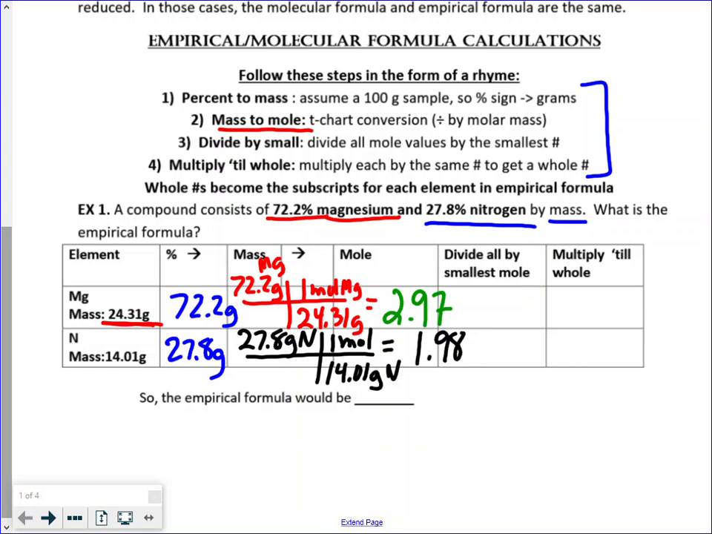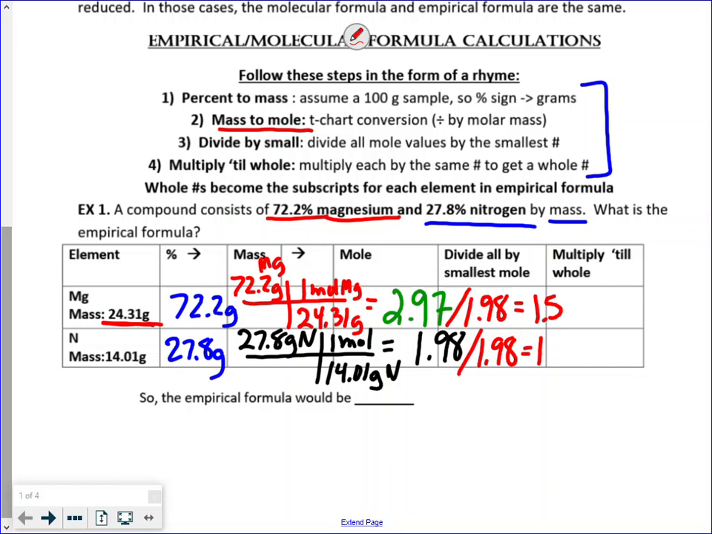Out of our 2 mole values, we have 2.97, 1.98. Which one's smaller in value? The nitrogen value is smaller. So we're going to divide everybody by the nitrogen's value. So that's going to be 1. We're going to divide this one also by the nitrogen value. And what is that going to come out to be?